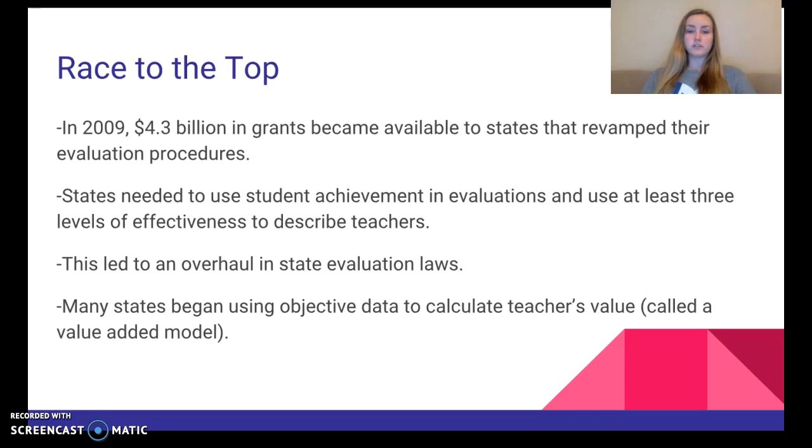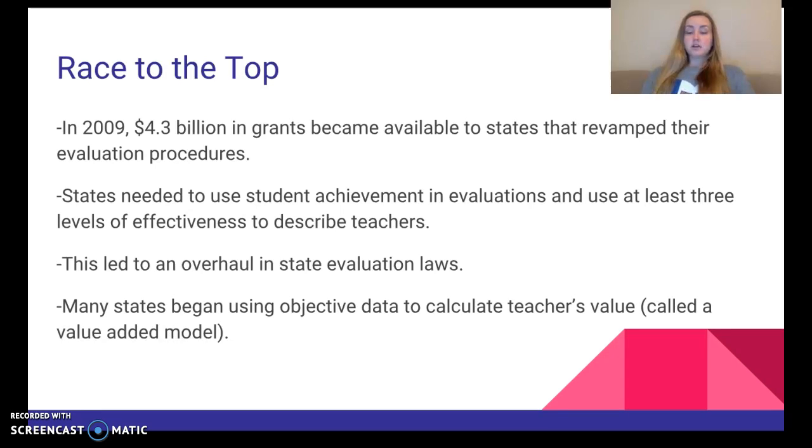We're going to start with federal. First, we have the Race to the Top initiative. In 2009, under the Obama administration, the federal government passed $4.3 billion in grants that were available to states if they reformed their evaluation procedures. One of the requirements was that states would have to start evaluating teachers based on their student performance. There also had to be at least 3 levels of effectiveness, like ineffective, effective, and highly effective, or ineffective, developing and effective. So there had to be at least 3 different variations.